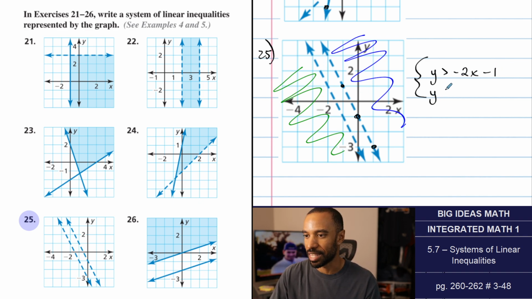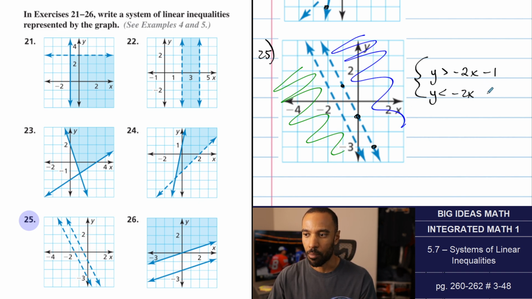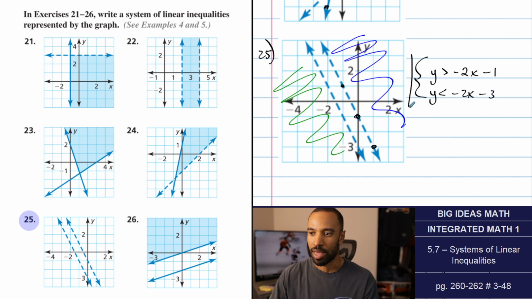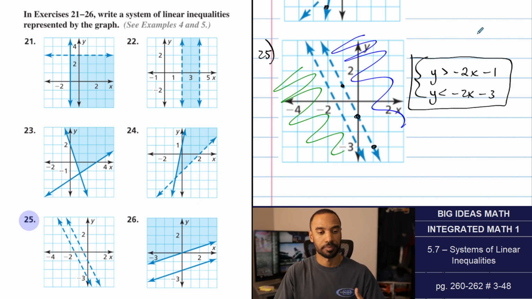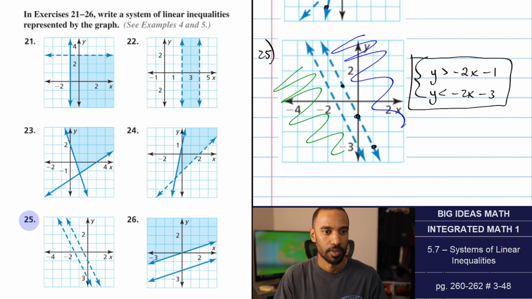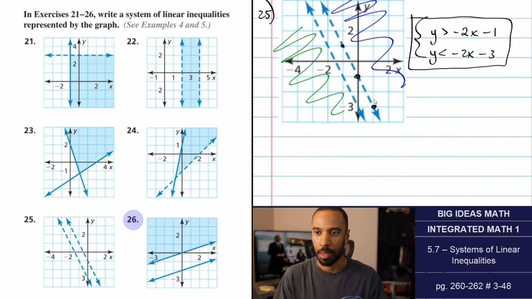And this is a less than shading below it, and it's a slope of negative 2 as well, but that y-intercept is 3. So that's what will give you those graphs, which also are no solution. That's what that means.